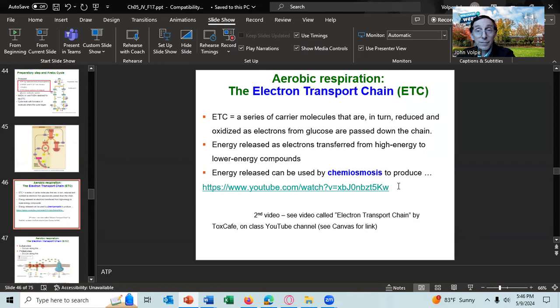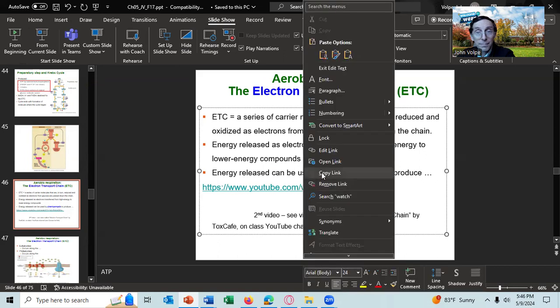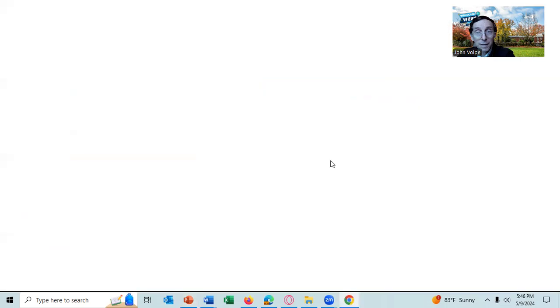The electron transport chain is a series of carrier molecules that are in turn reduced and oxidized as electrons flow originally from glucose, and then they're passed down the chain of the electron transport chain. Energy is released as electrons transfer from the high energy bonds, and energy is used by chemiosmosis to make ATP. Let's watch a little video on the electron transport chain.